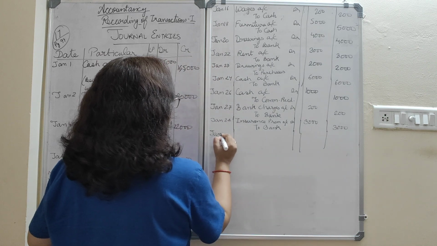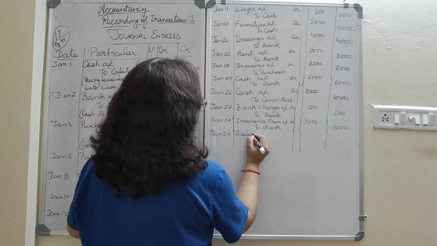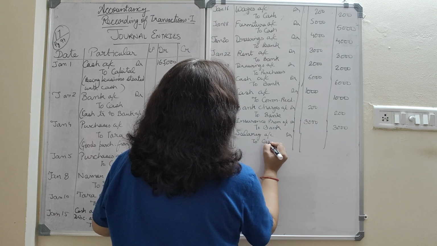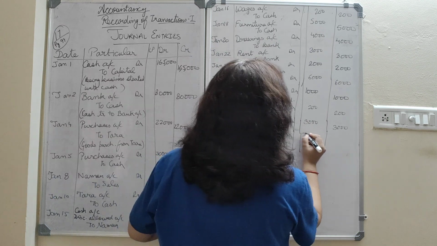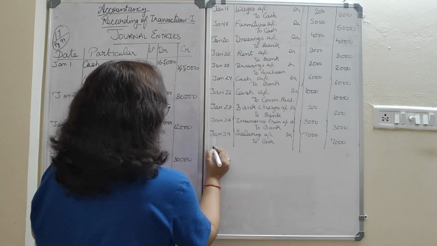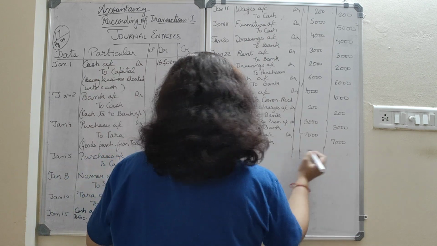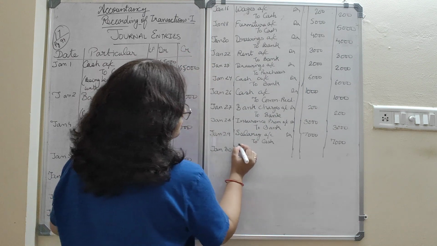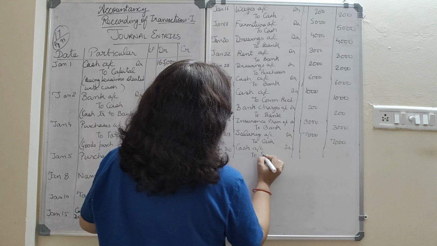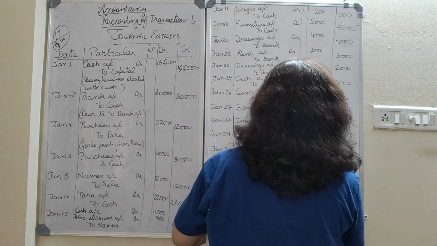After this we have January 29. It says paid salary. So salary is again an expense. Salary account debit to cash 7000. Then we have January 30. January 30 is cash sales. So we have received cash after doing the sales. Cash account debit to sales. Right? So it is 10,000.